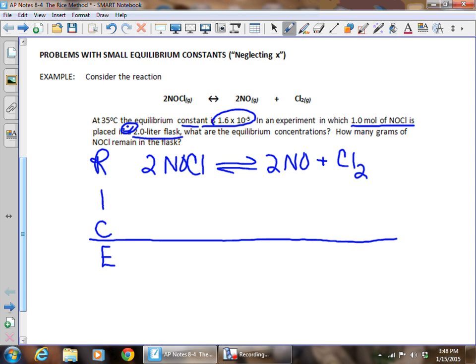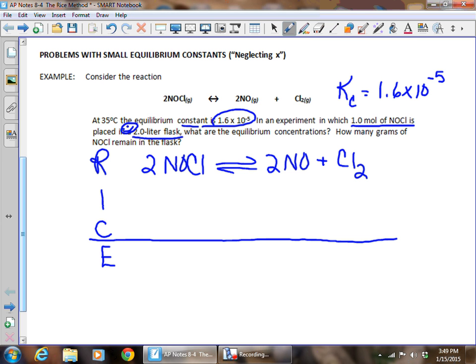Very important to remember to notice whether it's telling us an initial concentration, whether it's telling us a change, or whether it's telling us a final equilibrium concentration. Now, it does give us an equilibrium constant, and it's talking about it in terms of concentration. Now, this doesn't belong in the RICE portion of the problem, but it is going to be important to us here in just a couple of minutes.